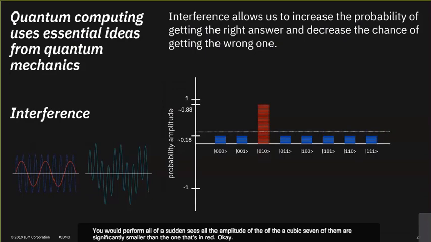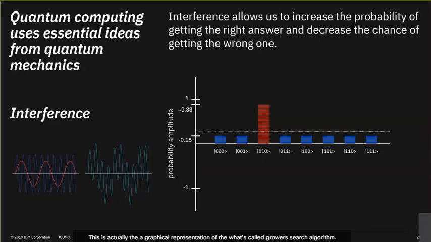The next step that you would perform all of a sudden sees all the amplitudes of the 8 states, 7 of them are significantly smaller than the one that's in red. Okay, so if you perform a sequence of measurements, let's say 1,000 times, you would see a significant amount of 0, 1, 0 measurements as opposed to all the others, and that would be the solution to your problem.